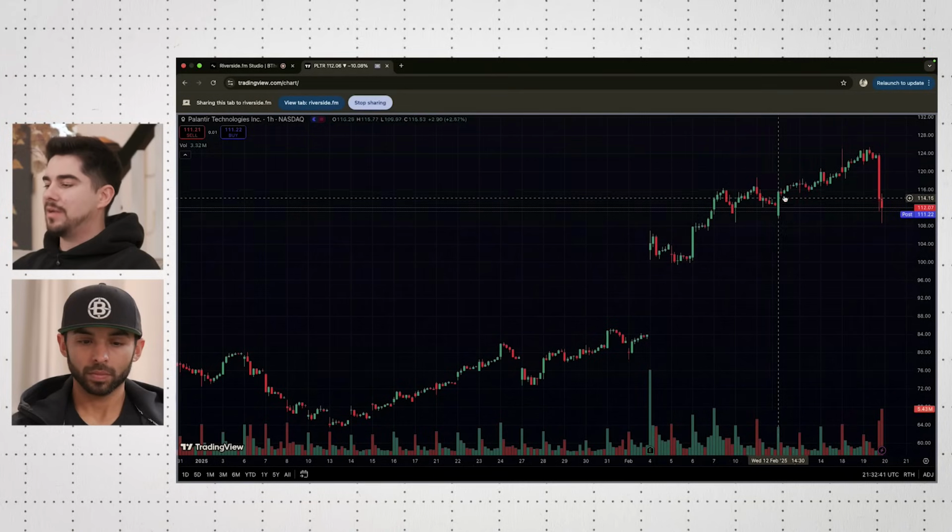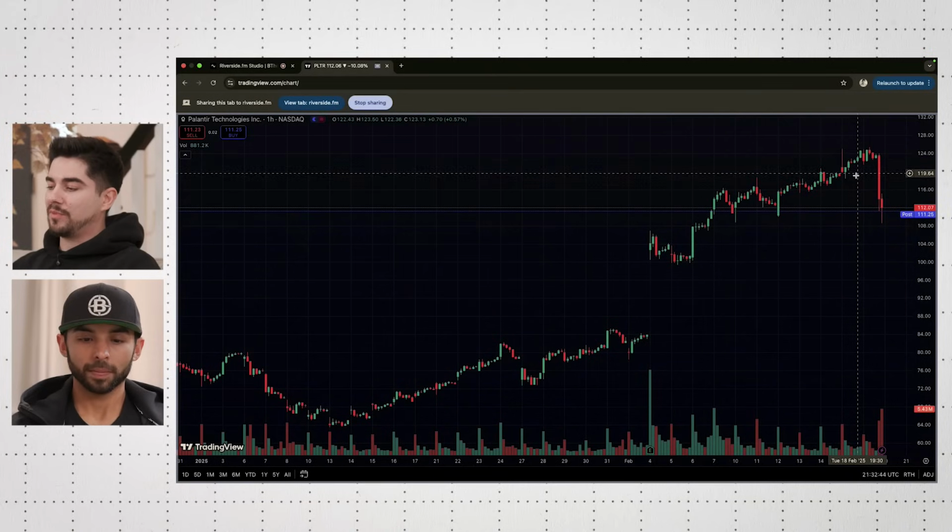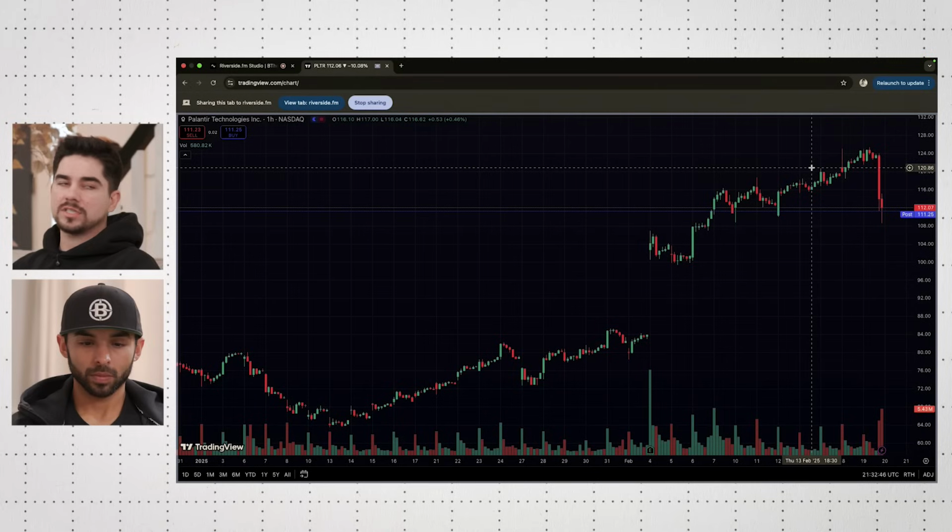So an overextended name, and then you're looking at key levels, marking those along the way, and then you're waiting for some kind of catalyst to set off that structure.